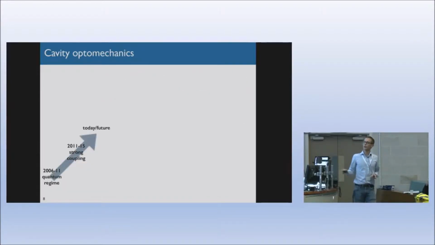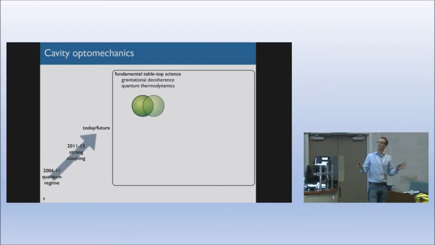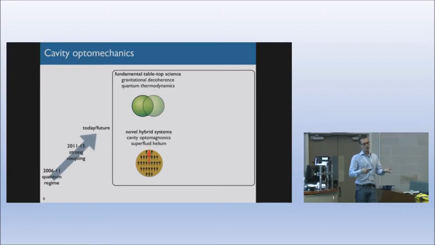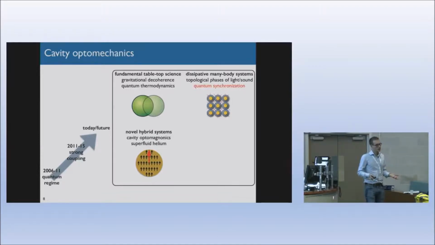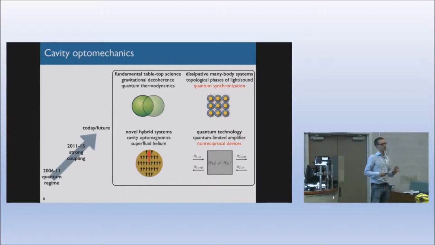What is this field about? Well, for a decade, people have tried to reach the ground state. We know how to do that now. We know how to achieve strong coupling. So now that we have this in the lab, what are the possibilities? Some groups are focusing on something very fundamental, trying to do gravitational decoherence. Some are coupling to various exotic degrees of freedom, such as other magnetic structures. Others are looking at extending from a few modes to many mode systems. I will say a word about this. And yet others are trying to make use of this structure in the context of quantum technology.